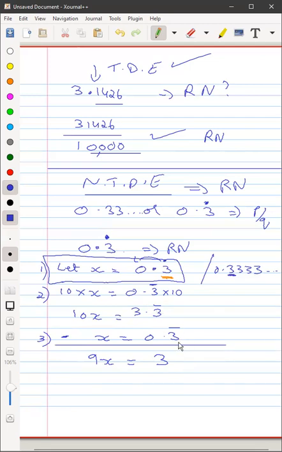So what we've seen is we've got rid of the recurring decimal. Did you see this? What did we do? We basically got rid of the decimal which is recurring. So now we can say x is equal to 3 by 9, which is equal to 1 by 3. So we saw that 0.3 bar can be written as 1 by 3.